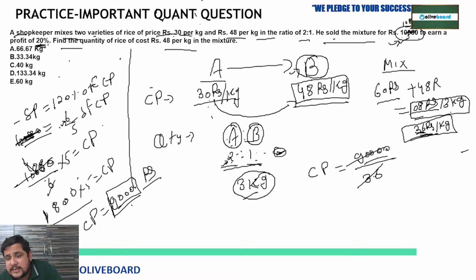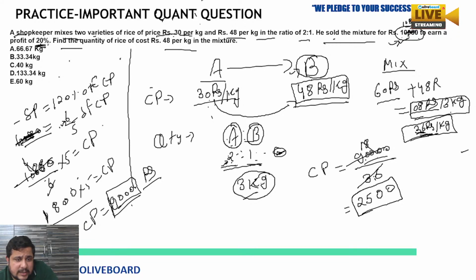9,000 upon 36. So 36, how many times you can cancel it? 2 times. First 36 twos are 72, so 18, 180 then. So 36 fives are 180. So what will come? 250. Yes, 250 will come. So this is the total quantity.